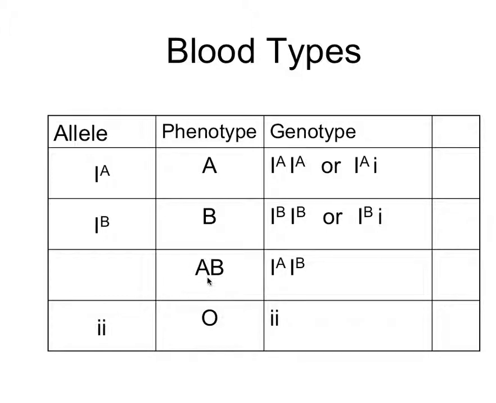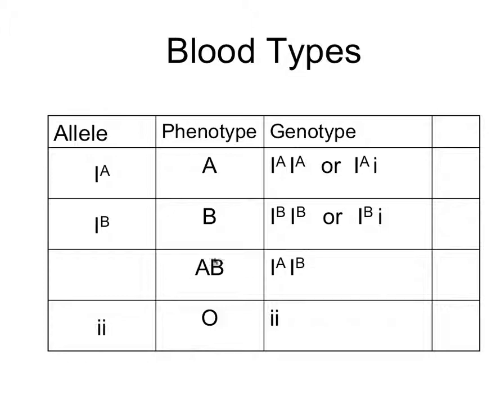Now, if we take a look at AB blood, this is another concept that we've talked about here in class. If you take a look here, you've got the alleles A and B. Capital I means they're dominant. And of course, we have AB here. So what concept is this? If you said codominance, you are correct.